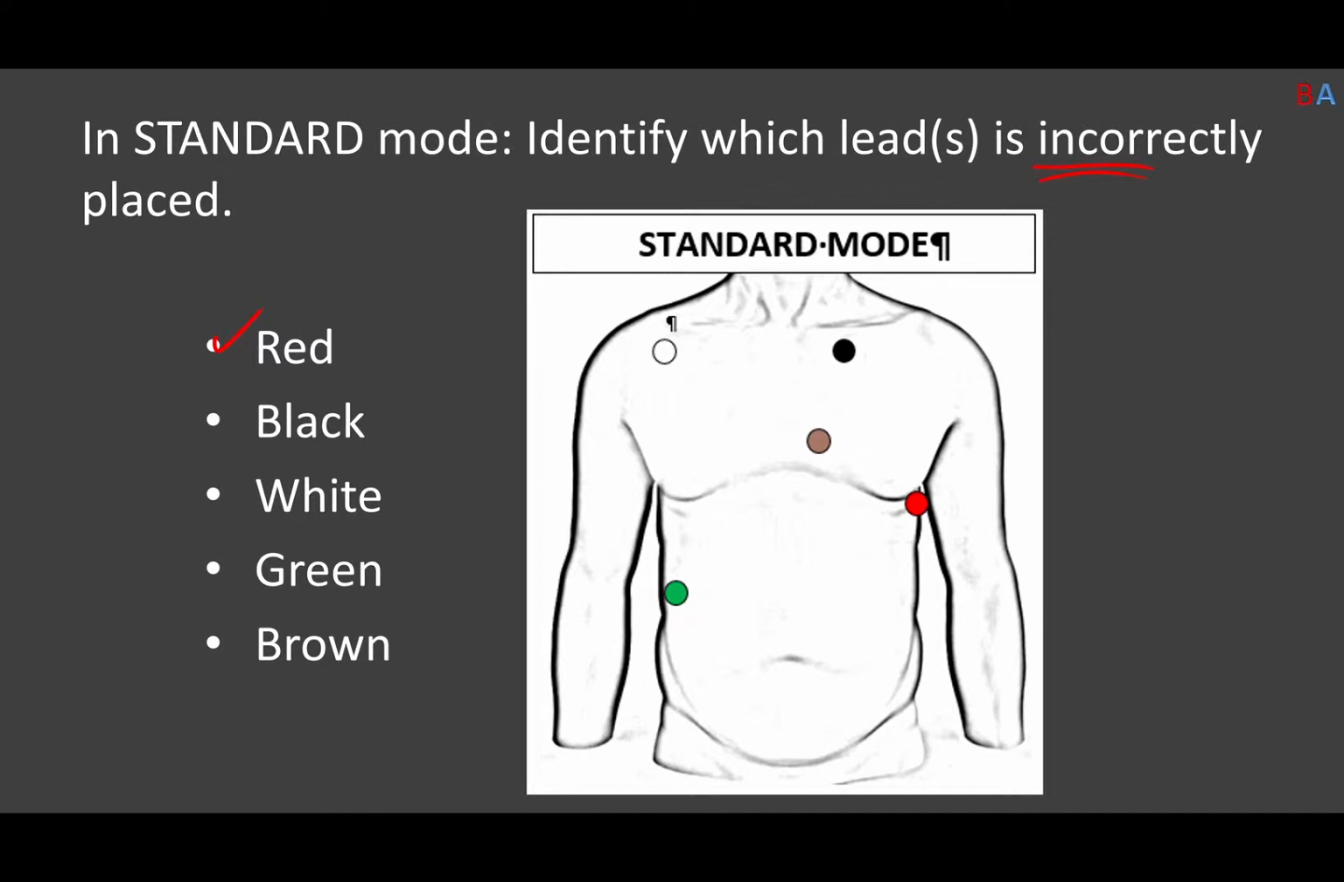Your black one needs to be moved over to the patient's left shoulder a little further out, similar to the way the white one is. The white one's absolutely correct. The green one is absolutely correct. But that brown one is on the wrong side of the sternum. It actually needs to be on the right side of the sternum, not on the left. So of those, it's black, brown, and red. All three of those are incorrectly placed.